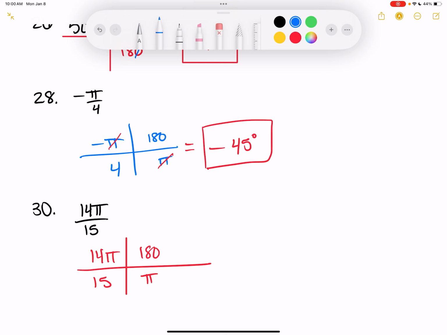So the pi's cancel. 15 goes into 180 12 times. So then I'm going to have 14 times 12 left over, which is 168. So 168 degrees would be that conversion.